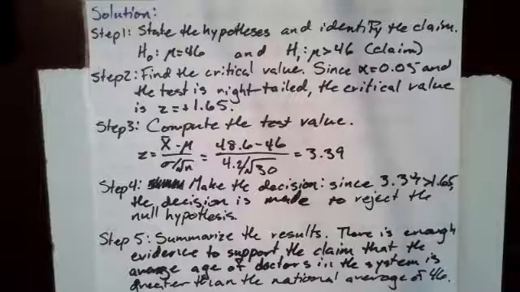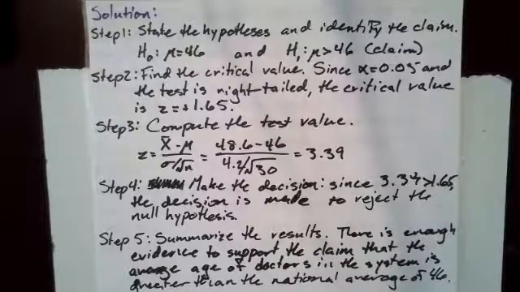Then we compute the test value. Z is equal to x bar minus mu over sigma divided by the square root of n. So that's 48.6 minus 46 over 4.2 divided by the square root of 30, which equals 3.39.